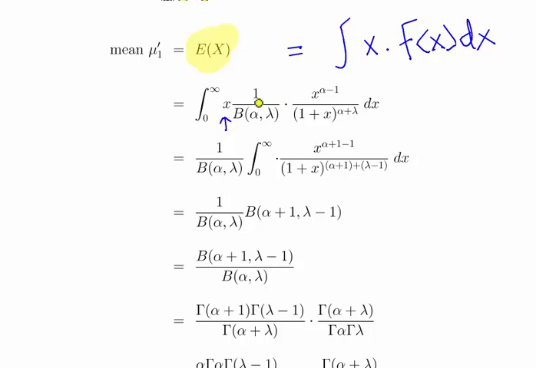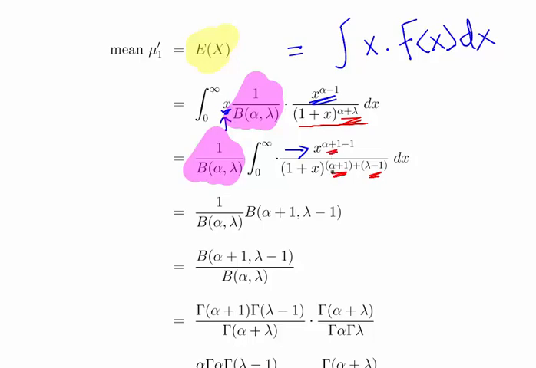We have this inverse of a beta function here, which we're going to take outside the integral. And what we're going to do there is multiply x, this x here, and x to the power of alpha minus 1, and re-express that as x to the power of alpha plus 1 minus 1. Why am I doing that? Very particular reason. Down below, I have x plus 1 to the power of alpha plus lambda. Now what I'm going to do here is express alpha plus lambda as alpha plus 1 plus lambda minus 1.